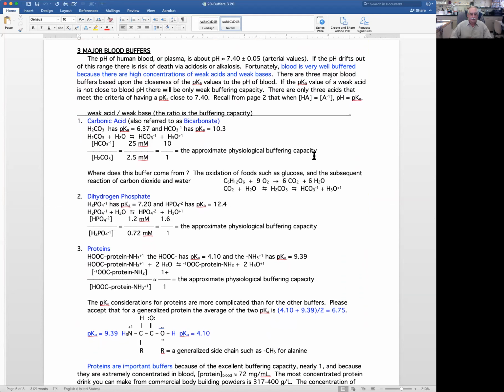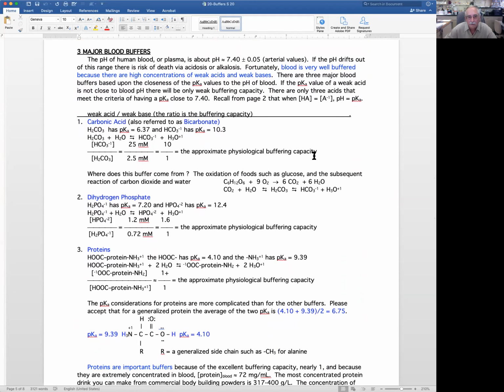So to me, chemistry by itself is not that interesting. But when you apply chemistry to biology, I think it's unbelievably interesting. So here's an opportunity to do that. The pH of human blood is about 7.40, plus or minus 0.05. And if you're out of that range, then you are at risk of all kinds of issues, including being dead and stuff.